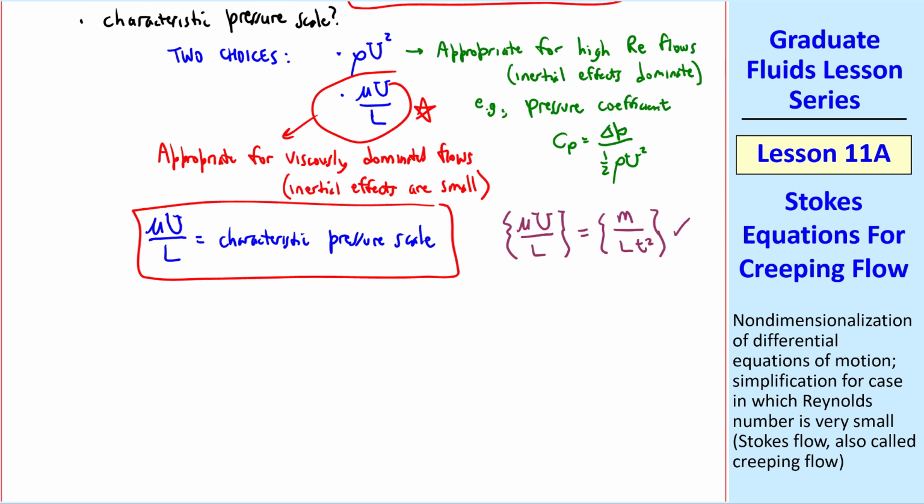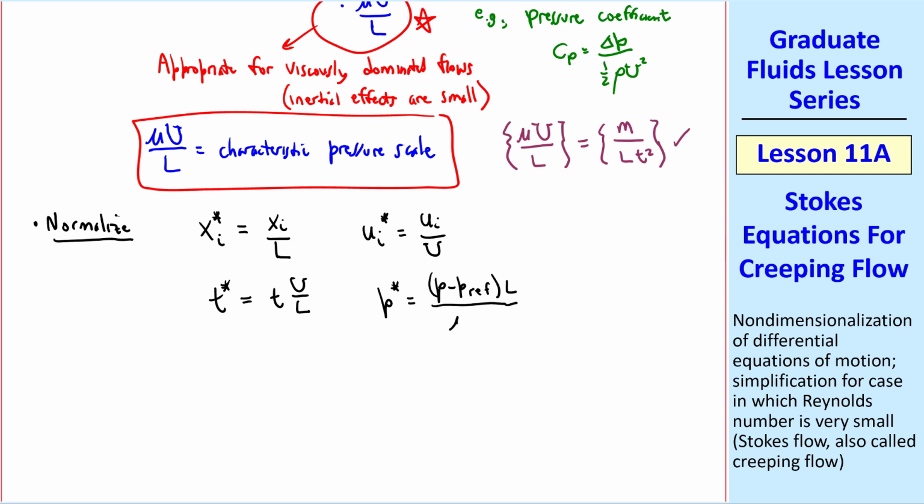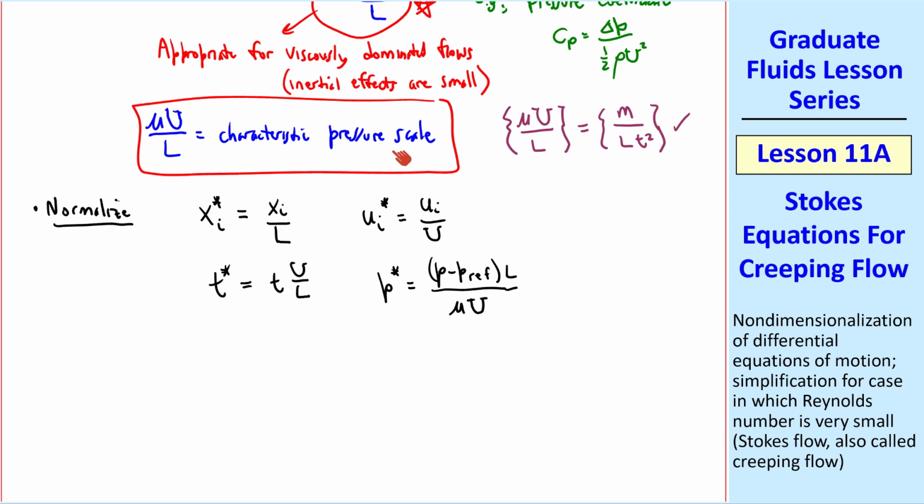Now we have all the scales with which we can normalize the equations. Note that I use the term normalize, which is a more restrictive term than non-dimensionalize. Since we're using the proper characteristic scales, we expect that our normalized variables are all of order of magnitude 1. We'll use star or asterisk to indicate the normalized or non-dimensional variable. Xi star is xi over L, ui star is ui over capital U, t star is t U over L, and we'll set P star equal P minus some reference pressure times L over mu U, using our characteristic pressure scale.